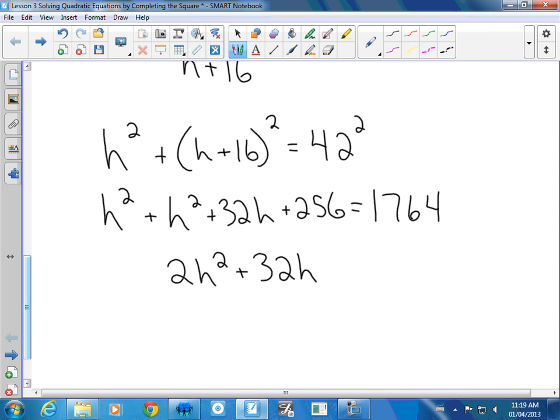Well, what can we do with that 256? Yeah, we can. Let's do that for starters. So you want to subtract 256. So you subtract it from both sides. So what is that? 1764 subtract 256 is, what is it, 1508? Yeah, it works.